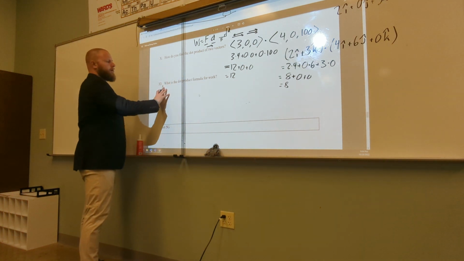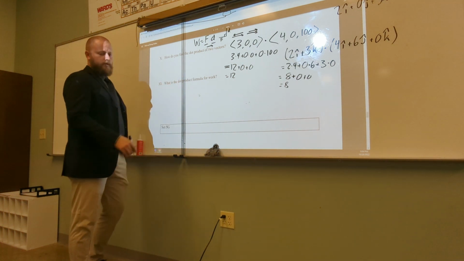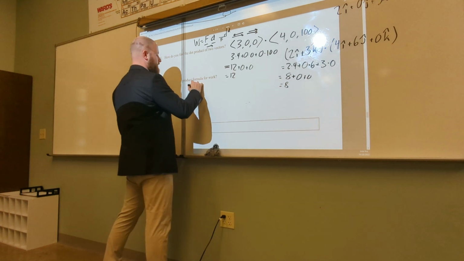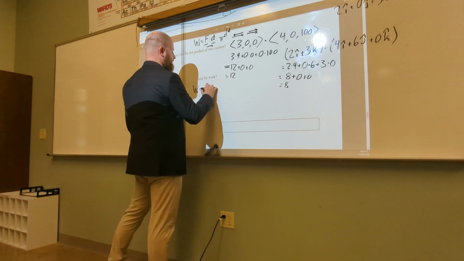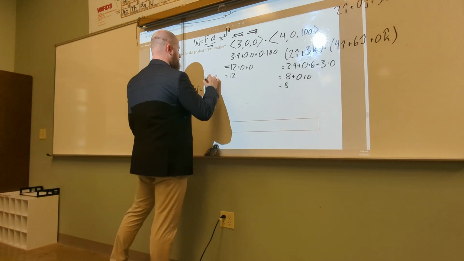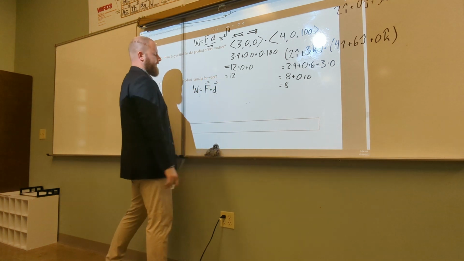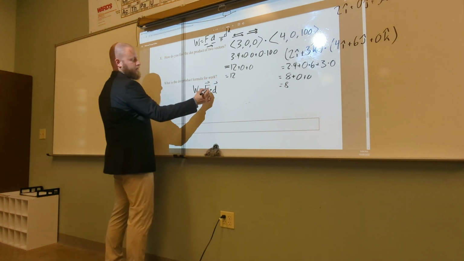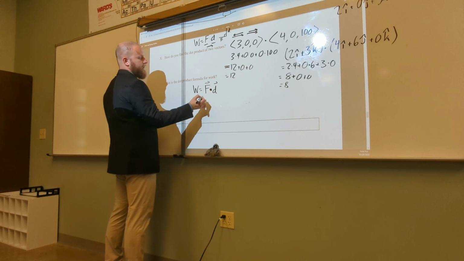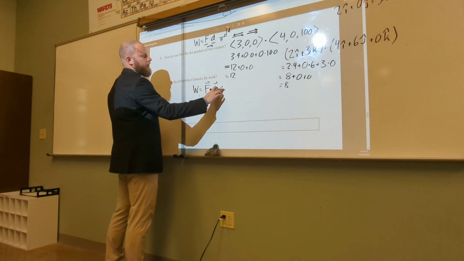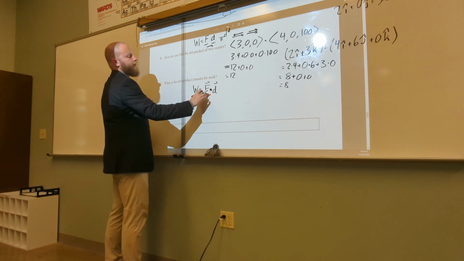So finally, what is the dot product formula for work? Well, we kind of already showed this a little bit. So it's just work equals F dot d. I want to represent that these are two vectors. Sometimes when it is a dot product, you'll see a bit of a bigger dot, not just a little dot, but almost like a bullet point kind of dot.